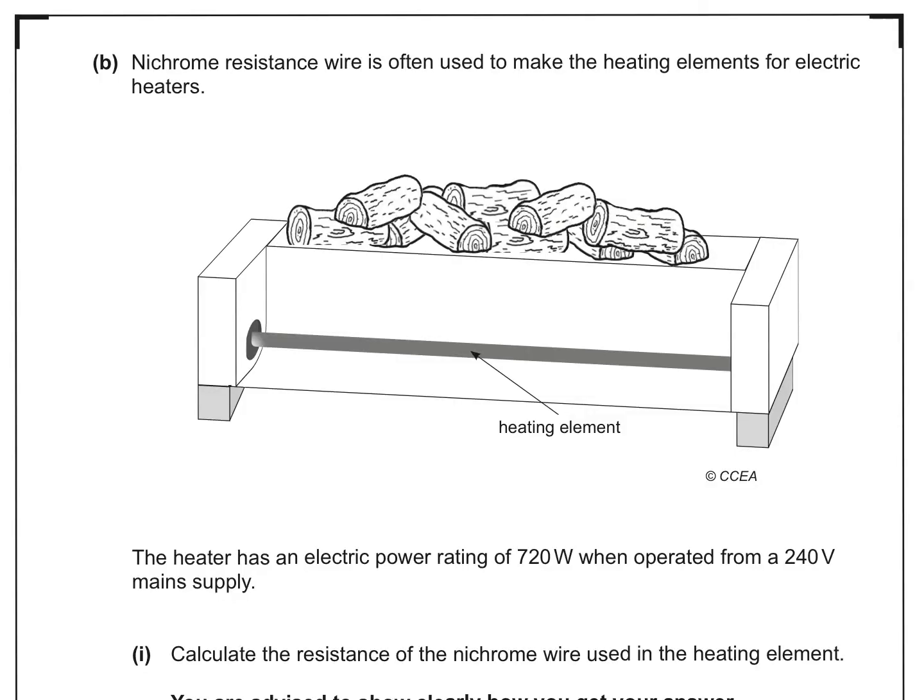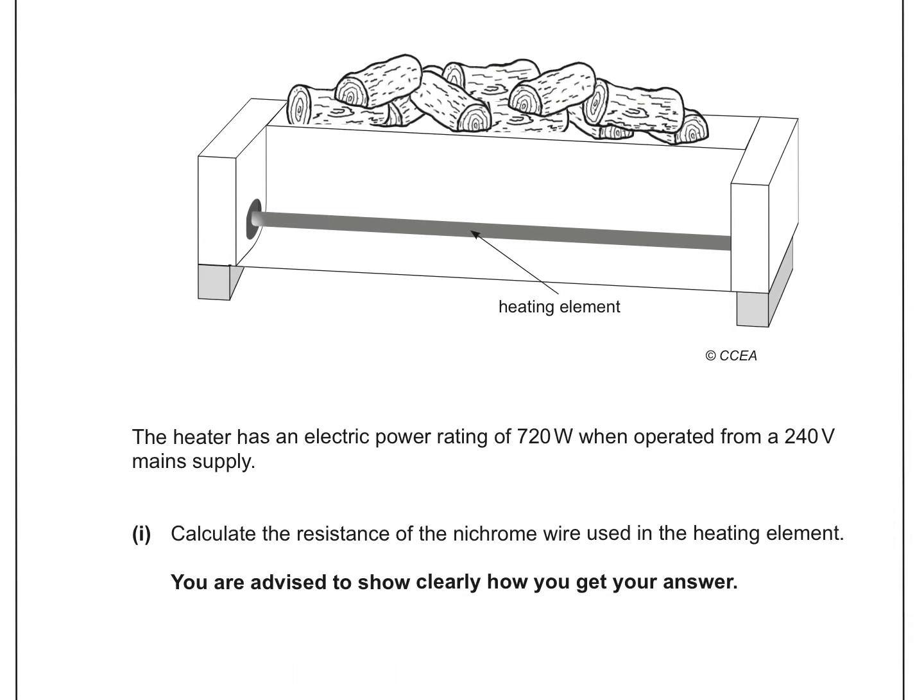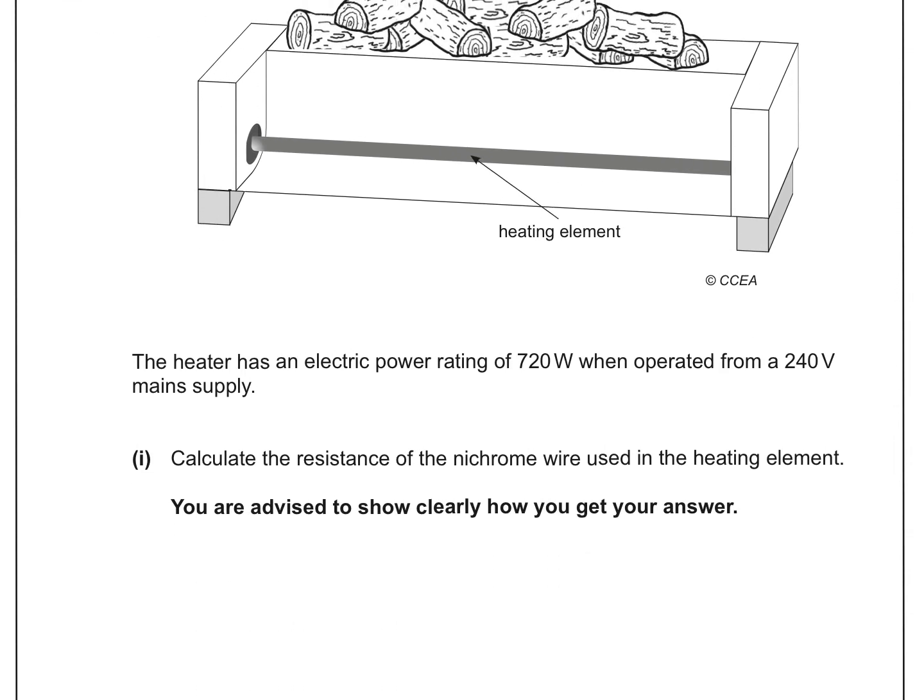Part B. Nichrome wire is often used to make the heating elements for electric heaters, and here we have an old style electric bar heater. The heater has an electric power rating of 720 watts when operated from a 240 volt mains supply. Calculate the resistance of the nichrome wire used in the heating element.